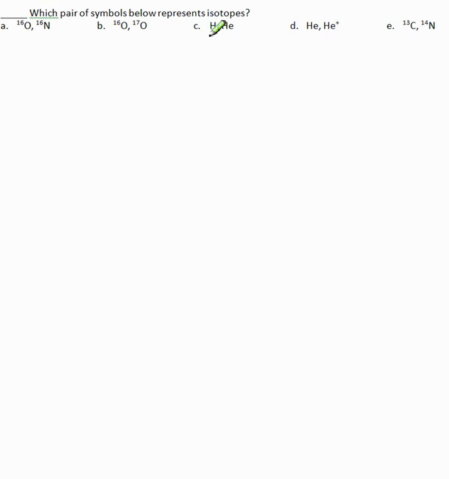Which pair of symbols represent isotopes here? Well, if you notice, these are different elements, so it can't be that. This one, I have oxygen and oxygen, and the mass numbers are different. The symbols have to be the same. They're not showing the atomic number. That's what makes B correct. Why is D incorrect? Because this is an ion, not an isotope. You don't have different mass numbers listed, so that can't be the correct answer. These are two different elements, so obviously they can't be isotopes.